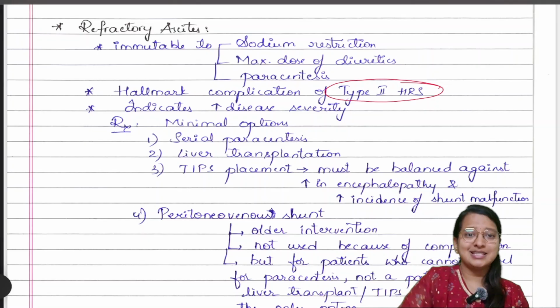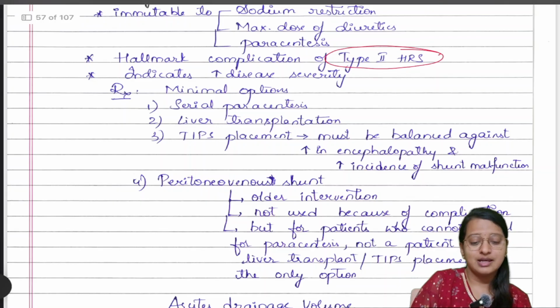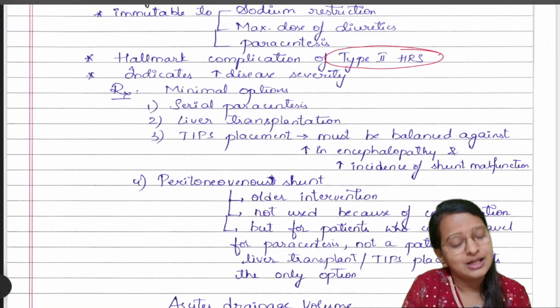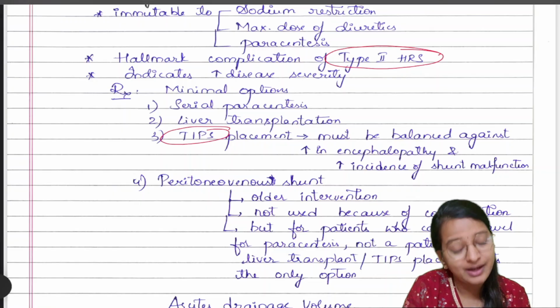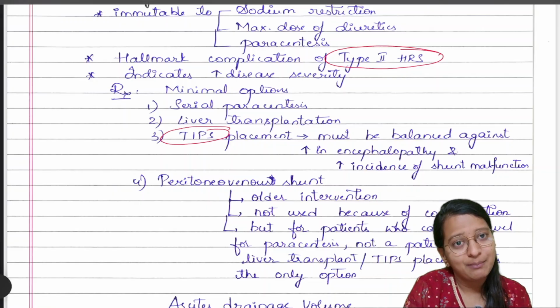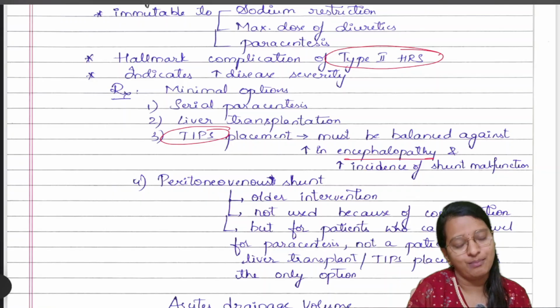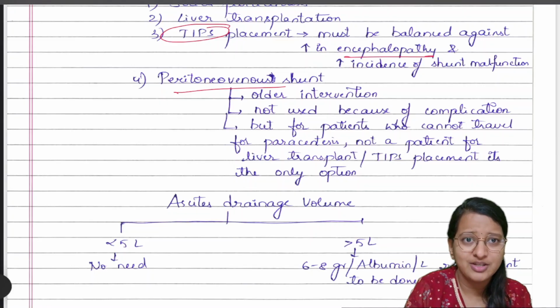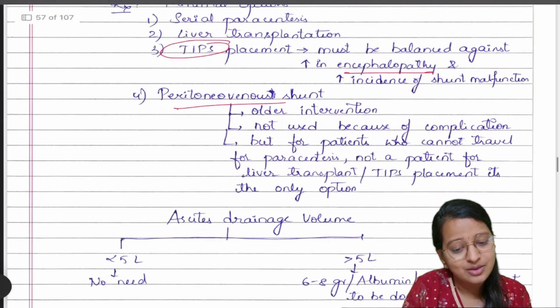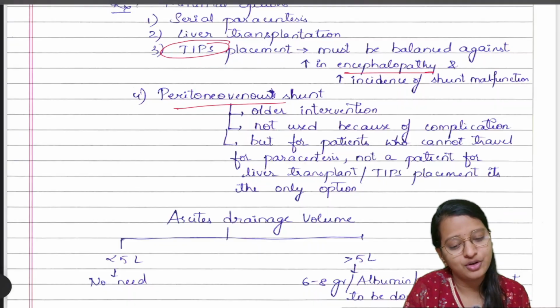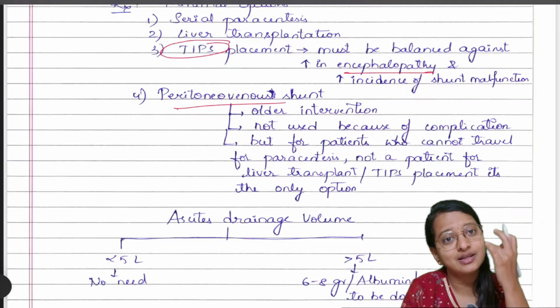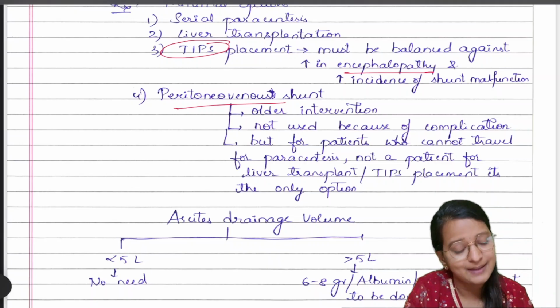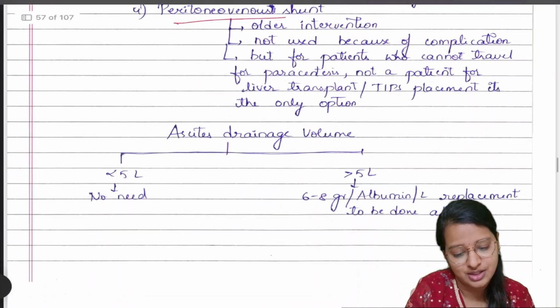So that means the disease is severe, and we'll go for serial paracentesis, liver transplantation, TIPS. But for TIPS placement, you have to keep in mind that there will again be hepatic encephalopathy as a complication. And finally, peritoneovenous shunt. It is an older intervention, but if the patient is not able to come for serial paracentesis, and is not a candidate for transplant and TIPS placement, then it is the only choice left. Then we'll do peritoneovenous shunts.